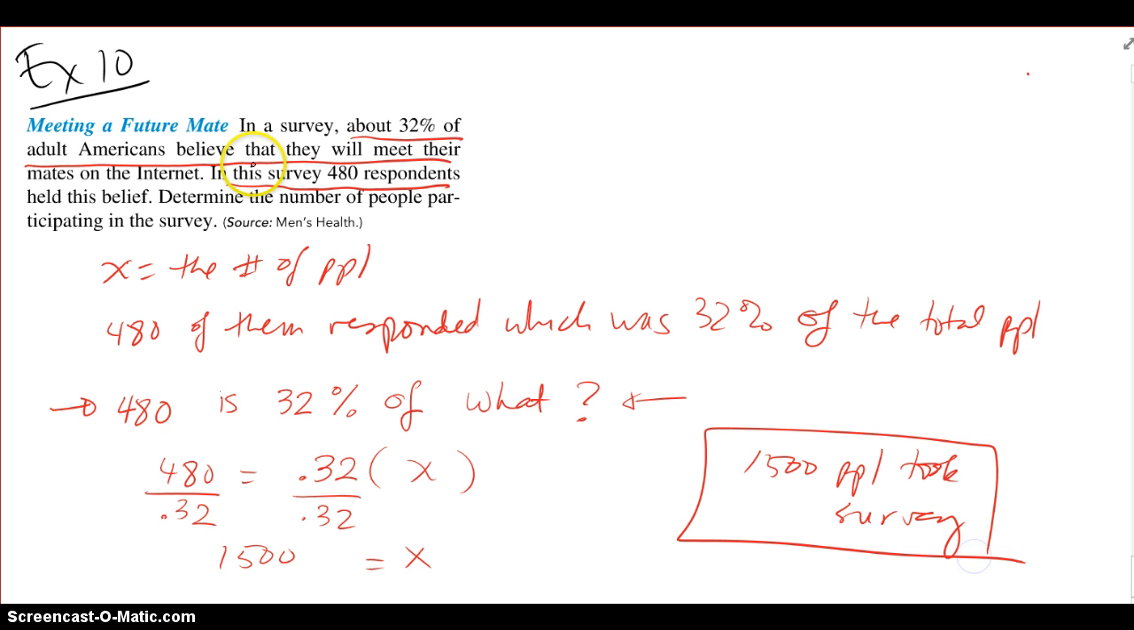Again, what we read the problem as and how we deciphered it was that 32% of people accounted for 480, therefore the bigger amount, however many people there were that took the survey, must be that 480 of these people account for 32% of that whole population that took the survey.